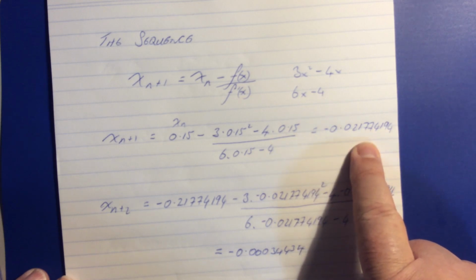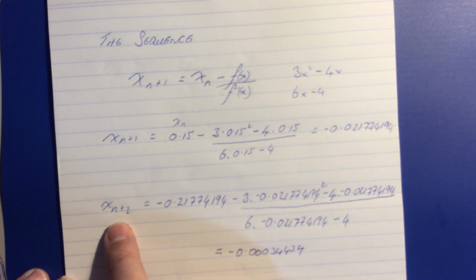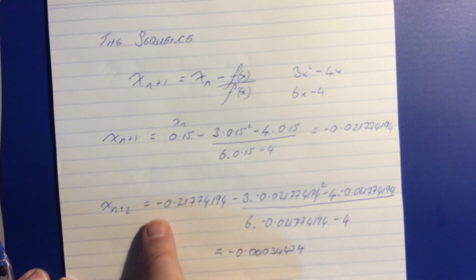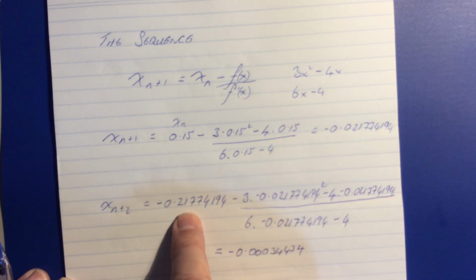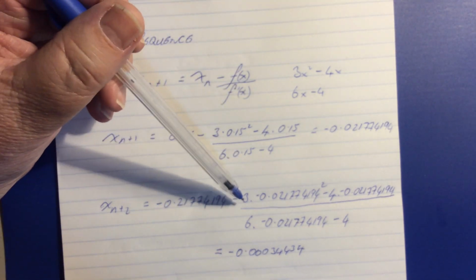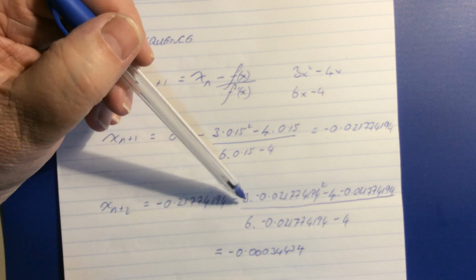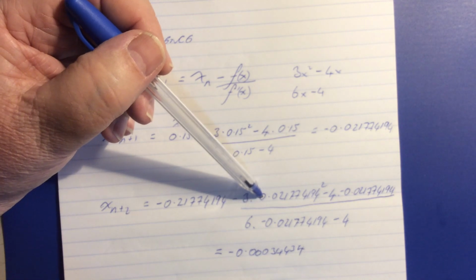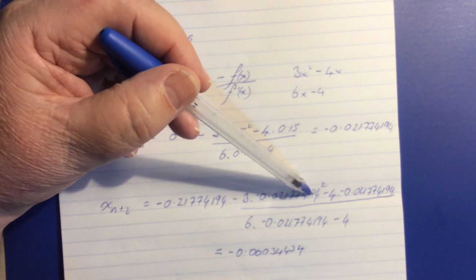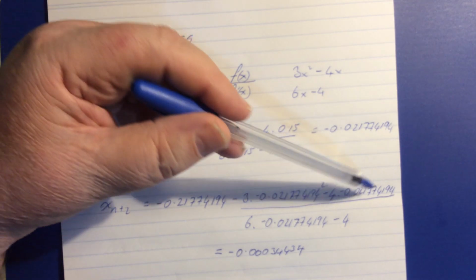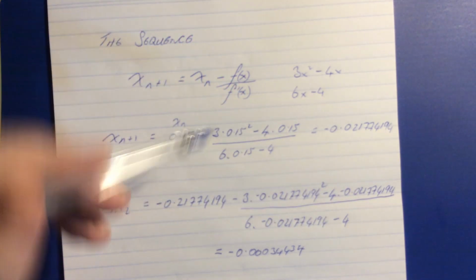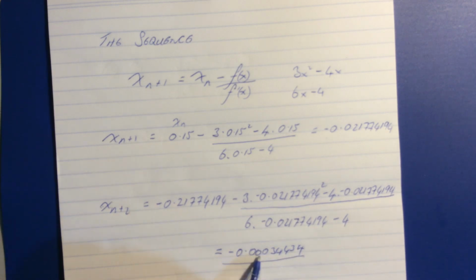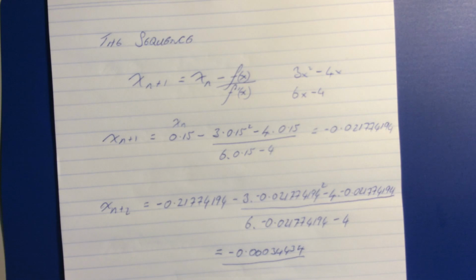We take this number and we generate a new number with it. This really is just sequences. Here's that number here, and from that we are going to subtract this unholy looking mess, which is 3 times x squared, where x is negative 0.021774194, squared, minus this divided by this. And look what happens. We're getting an even smaller number. What is happening is this is tending to 0, which is one of our solutions.